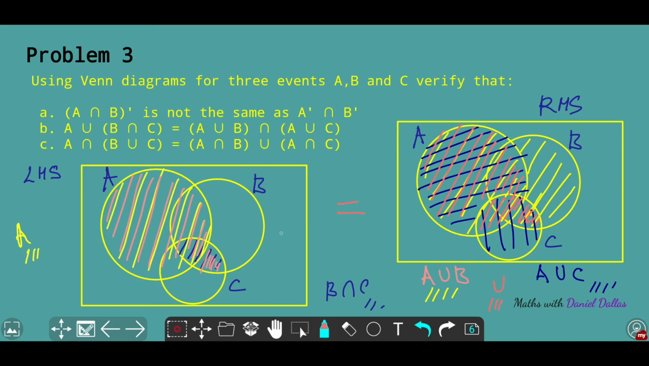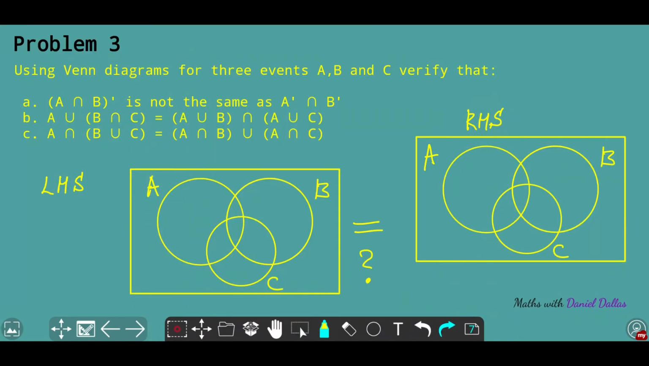And the last part, C for problem 3. I've prepared a little preset, again a left hand side and right hand side, a graphical equation, and the main question is to find out whether they're equal or not. We need to prove they're equal, verify, so we're pretty sure that it should be equal. That's sort of the hint.